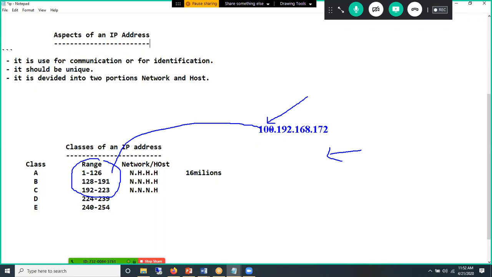If the number starts from 1 to 126, that is class A. If the first number is 128 to 191, class B. If the first number is 192 to 223, that is class C. Based on the class, you may have different network and host portions, which we'll understand in more detail. Whatever number you have, it will be calculated this way. The first number of an IP can be from 1 to 223, not more than that. You never see any IP address more than this.